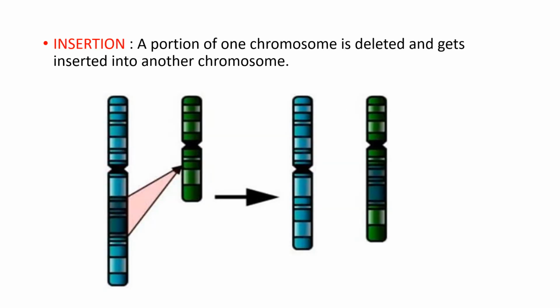Insertion. Here a portion of one chromosome is deleted and gets inserted into another chromosome, as seen in this photomicrograph. This is one chromosome, this is another chromosome. This chromosome undergoes a break at one point here and one point here, and this broken segment or deleted segment gets inserted into another chromosome at a point here, leading to formation of this chromosome. So this is a chromosome with a deleted segment and this is a chromosome with a gained segment.